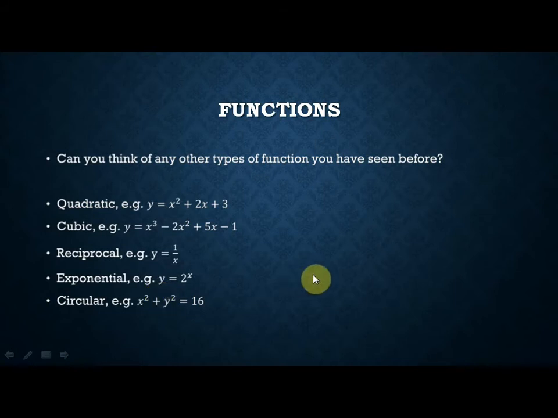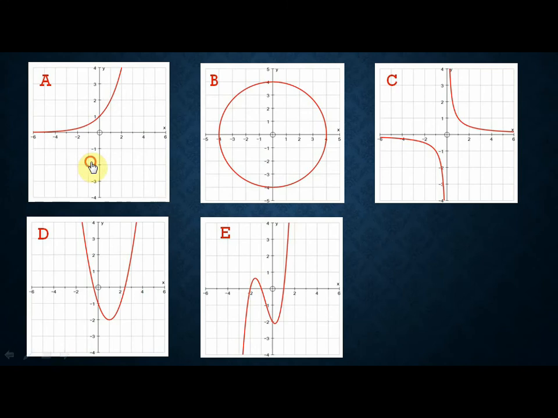Next, we are going to check the difference between the graphs of these functions. You can see that a is an exponential function, b is the circular function, and c is the reciprocal function, which is the inverse, 1 over x. The d you can see is a quadratic function graph, and e is the cubic function graph. So these are the basic types of function graphs.